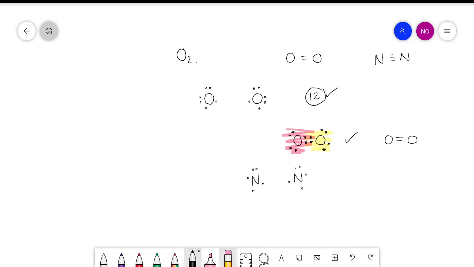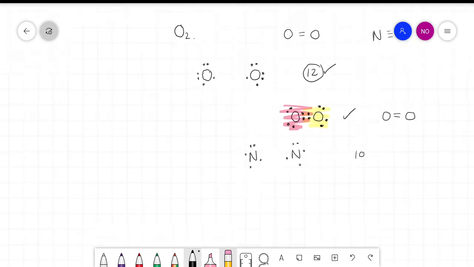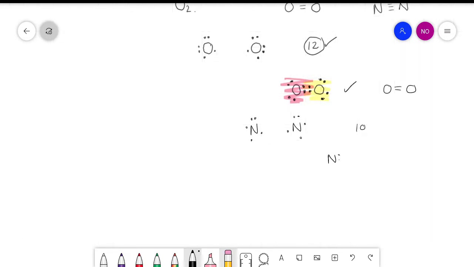stikstof. Elkeen van hulle het 5 valensie elektrone. How many valence electrons do we have in total? 10, né? So as ons nou gaan en ons teken hulle so teen mekaar, stem julle saam, daar's nou baie meer elektrone as wat ons het.